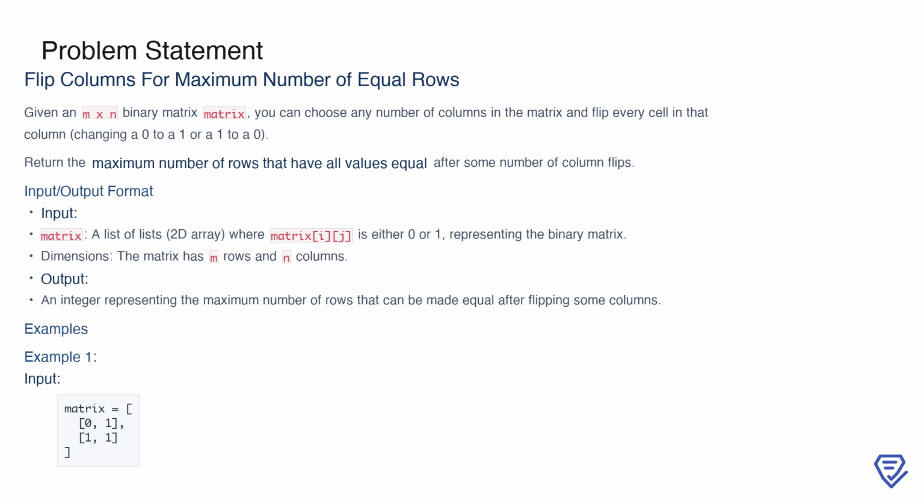Our goal is to determine the maximum number of rows that can have all their values equal, after performing any number of column flips. For instance, we might choose to flip one or more columns to align certain rows and maximize this uniformity. The input consists of a 2D array representing the binary matrix, and the output is an integer representing the maximum number of rows that can be made uniform after the flips.